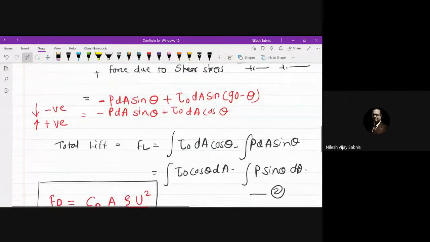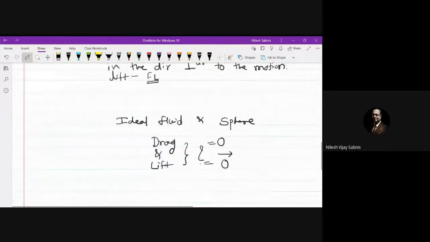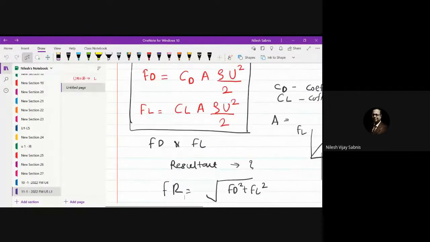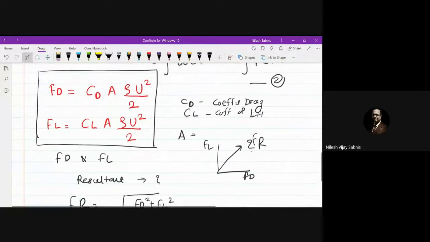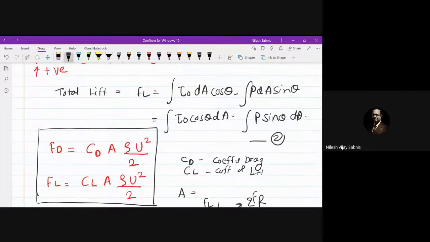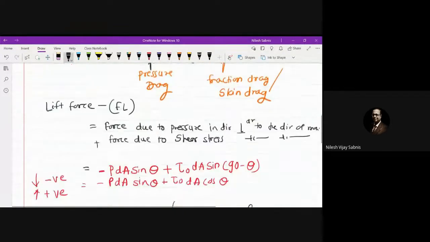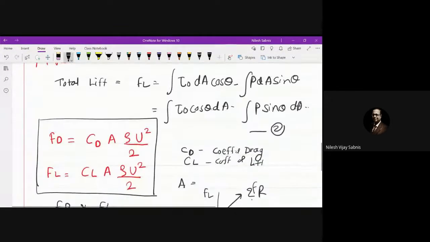Funniest thing is that whatever equation you have found, why it is shifting, I don't know. Whatever equation you have found, that is equation number 2 here and equation number 1 here, that is nothing to do with the final formulas which we are using for calculating the FD and FL. These two equations are finally giving us the resultant force.